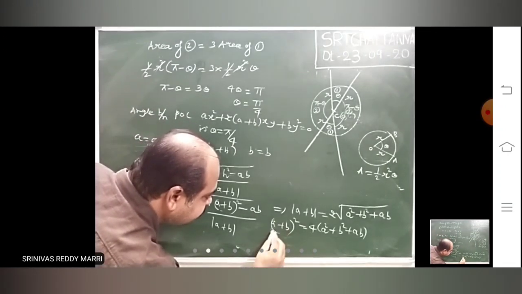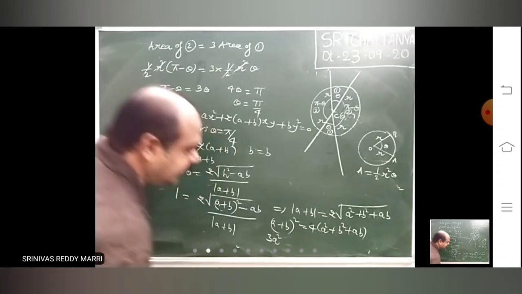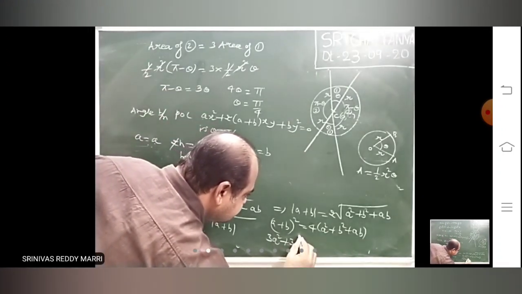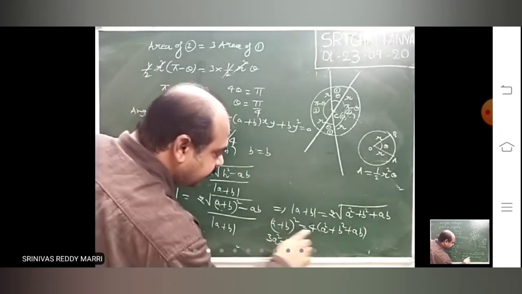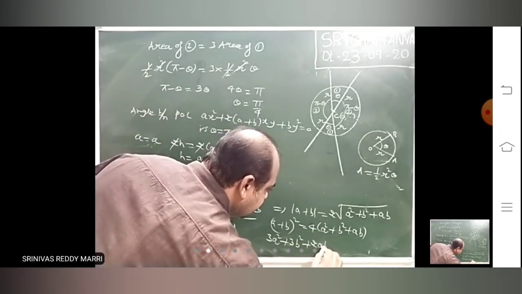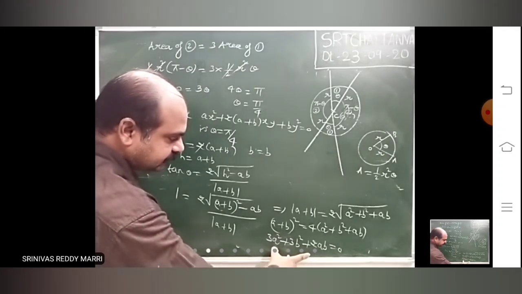What you will get? 4a square minus a square, 3a square. Bring that side. 4b square minus b square, that means 3b square. So 4ab minus 2ab plus 2ab equal to 0. So this is the condition.